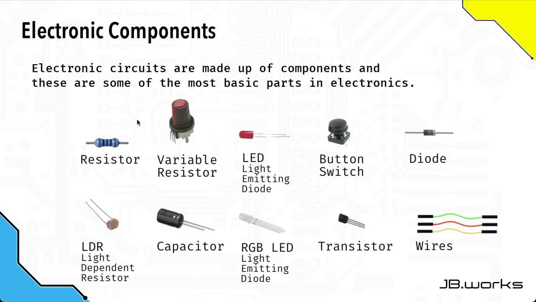So next we're going to start looking at the electronic components that are involved in basic electronics. These are kind of the bread and butter parts that you will find in just about every circuit. We have things called resistors, and different types of resistors: a variable, a light dependent resistor, and capacitors, LEDs of different types, buttons, transistors, diodes, and wires. Over the next few parts we'll look at each one of these and learn a little bit about how they work.